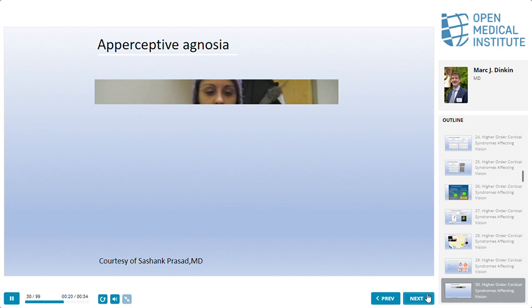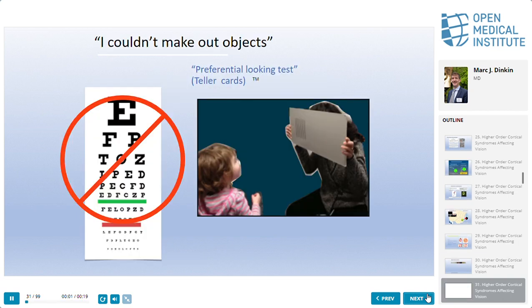Where they're 20/20, and yet they cannot describe anything in front of them. They can't even tell you that this is a thumb. Okay? Very interesting. And she says it so eloquently. So because she couldn't make out objects, she can't make out letters. Therefore, you can't test her visual acuity. So instead, what do we use?